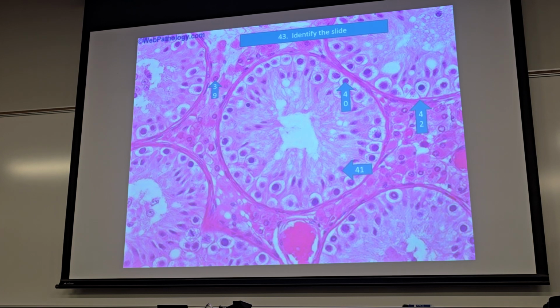Okay, identify this slide. Testes. Okay, so the slide is testes, right? Not all of it will be nice like that, but it is a testes. And now it's saying number 42. Number 42 is showing you the whole thing, right? It's pointing here, or it could point here, the same thing. So what do you say 42 is? Seminiferous tubules, okay.